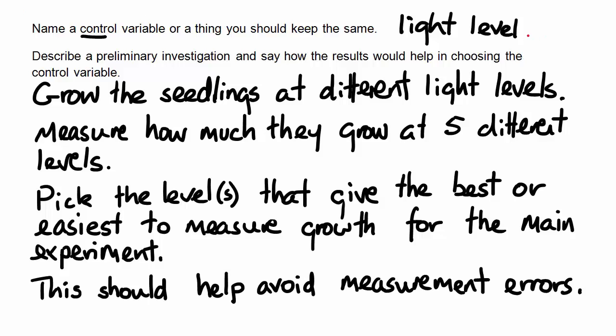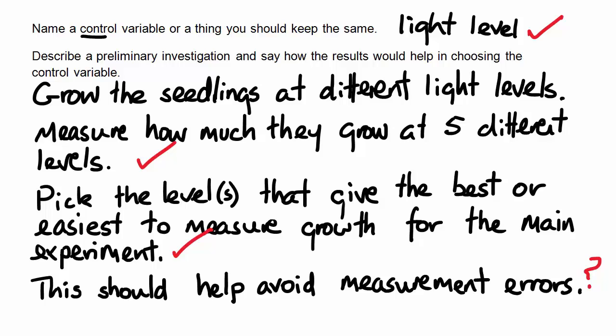We get 1 mark for the light level, and then we get 1 mark for saying grow the seedlings at different levels. We're describing the procedure. And then I think we'd get 1 mark for saying pick the best one that would be the easiest to measure. Okay, we've given a reason why. Maybe saying this would help to avoid measurement errors is a bit of overkill. You may add it or not, I don't know. It depends. The mark schemes do change. Listen to what your teachers say to you.